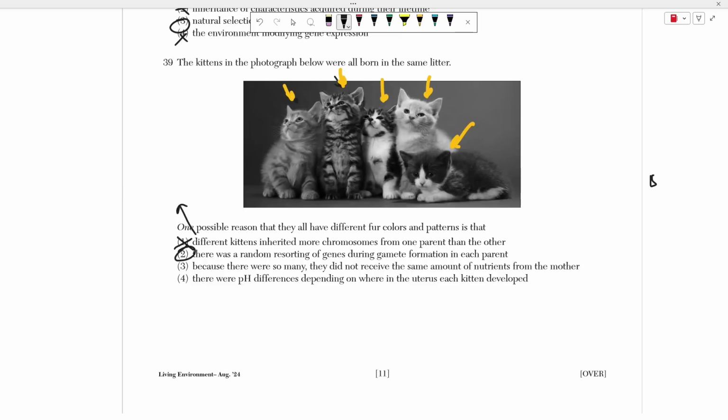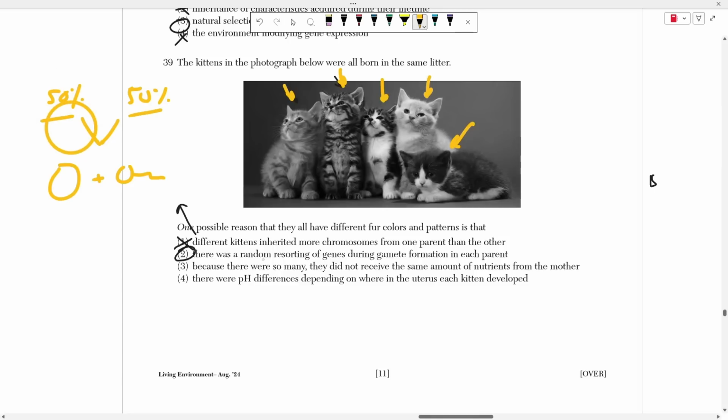in this, right? You have 50% of the DNA from your mother and 50% of the DNA from your father, and this is going to mix inside of every single one of these kittens, right? They're not going to be exactly 50% of their mom, 50% of their dad. Why? Because when the sperm and the egg combine with one another, it's a random assortment or a random combination of that 50% from the mom and that 50% from the dad, okay? There's a random resorting of the genes during the gamete formation of each parent.